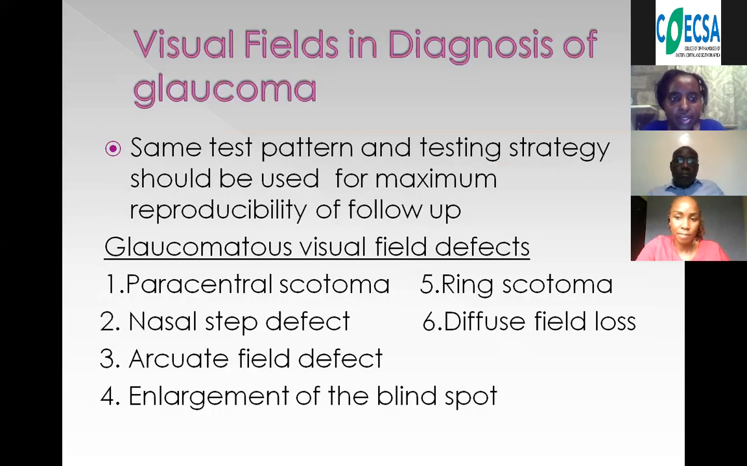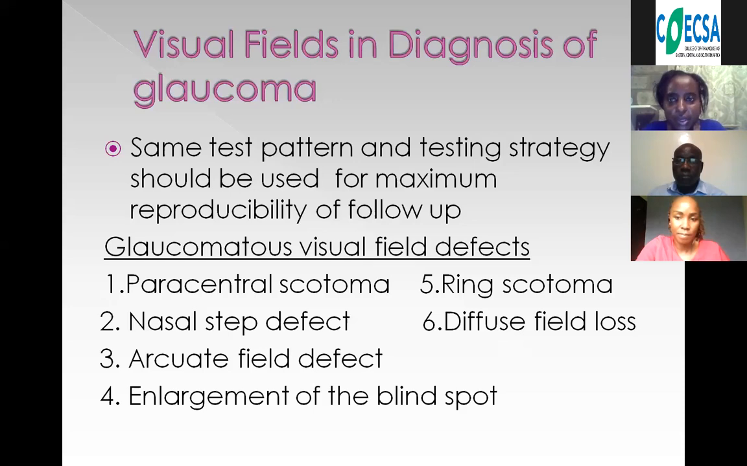So this is just a remark on the use of visual fields in diagnosis of glaucoma. The important thing to remember is to use the same test pattern and strategy for follow-up. We should not keep changing the strategies and the pattern. And the various glaucomatous defects are the paracentral scotoma, the nasal step, arcuate defects, enlarged blind spots, ring scotomas, and the diffuse field loss.